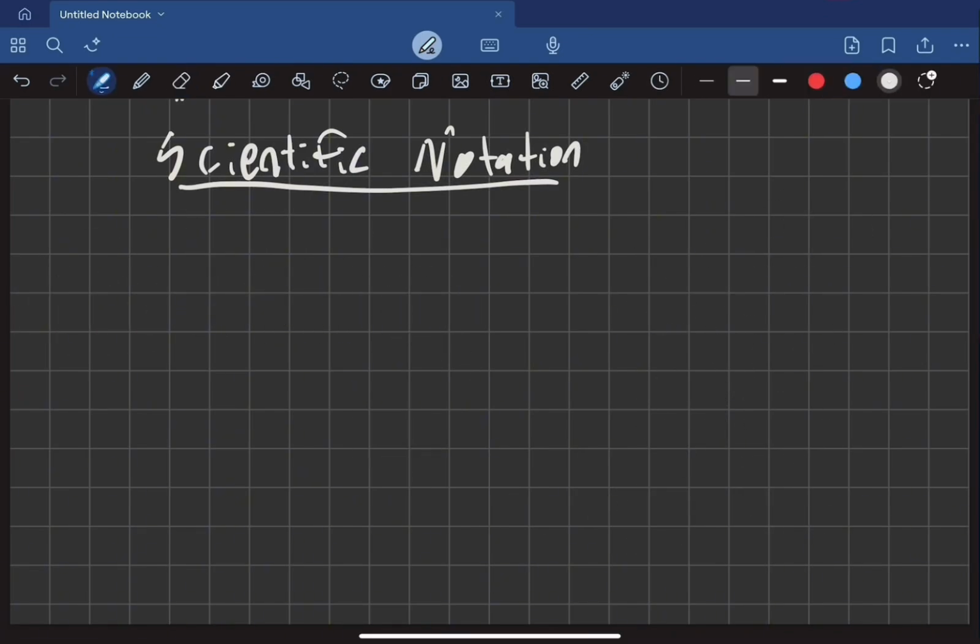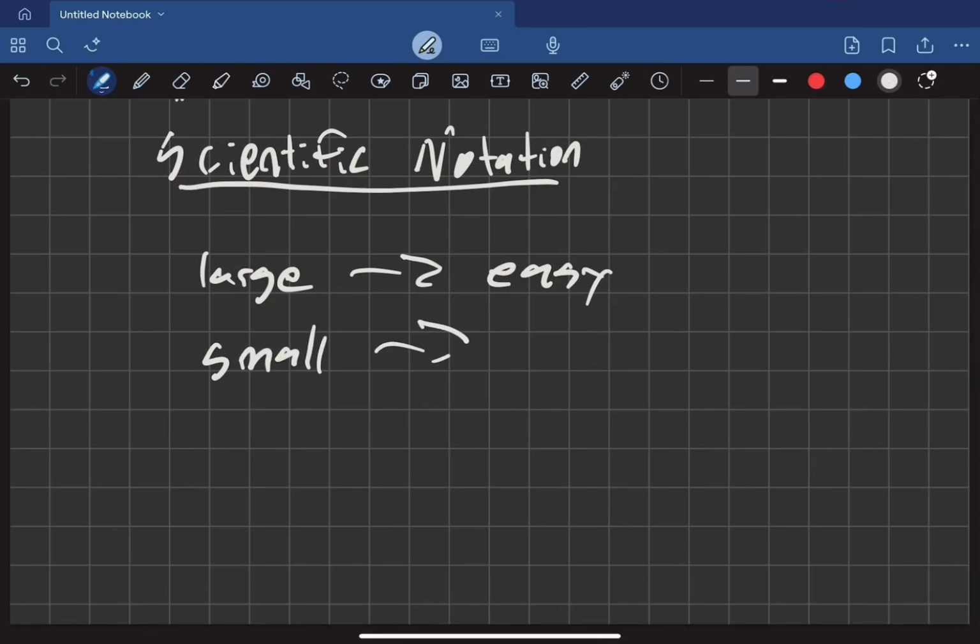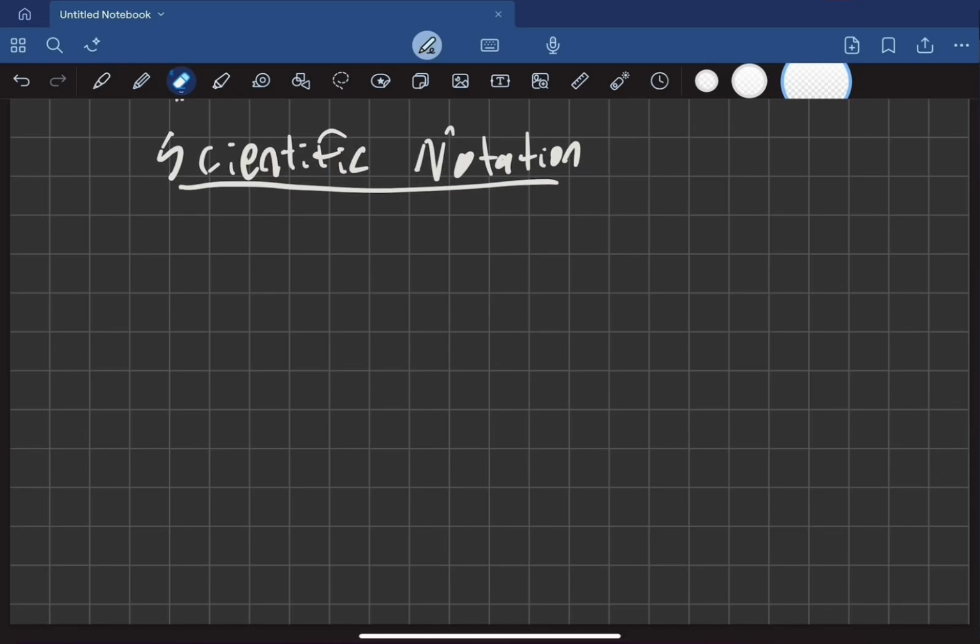So now that we see how it works when you're going from large numbers to easy numbers, what about if you have a real small number and you want to make that easy? How do you do that? Well, let's take the reciprocal of what we were just working with.